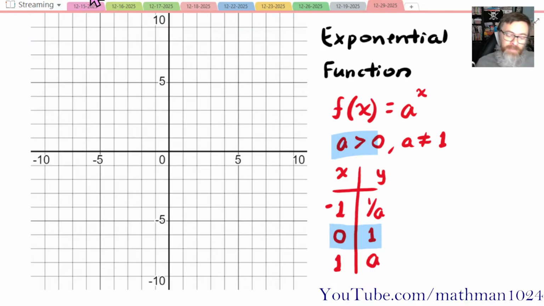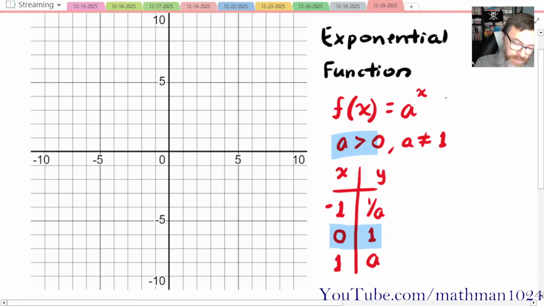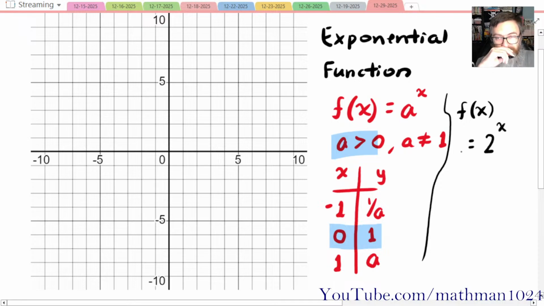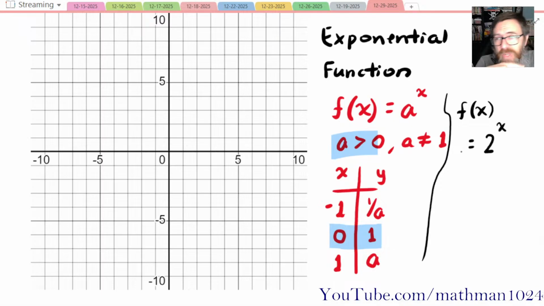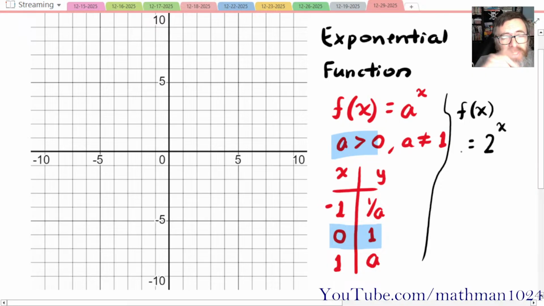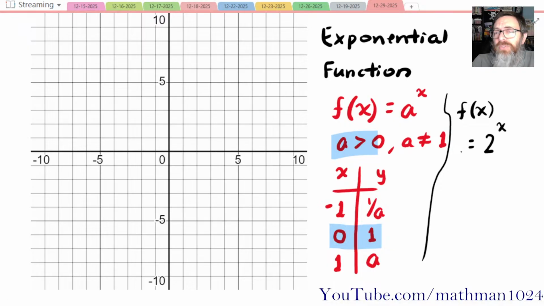Now, the example that I like to do a lot of times with my students is to have f of x equal to 2 to the x power. So we can have really whatever base we want to. I could do a base of 3 or 10, but in terms of getting nice points that we can see and work with, doing a base of 2 is great to help us understand just how an exponential function is going to work.